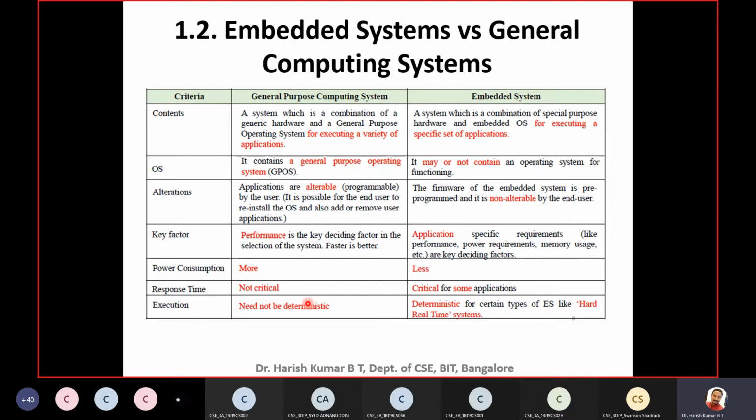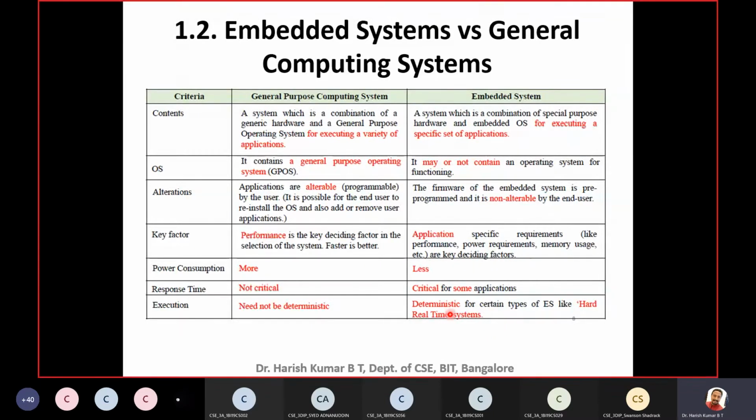So the execution may even continue after that. Hence we say the execution time for the processes in the general purpose computing system is not deterministic all the time. But in an embedded system, the execution time for a process or a task must be deterministic.